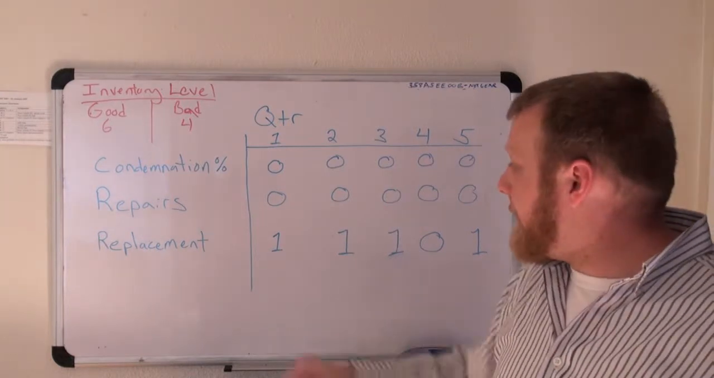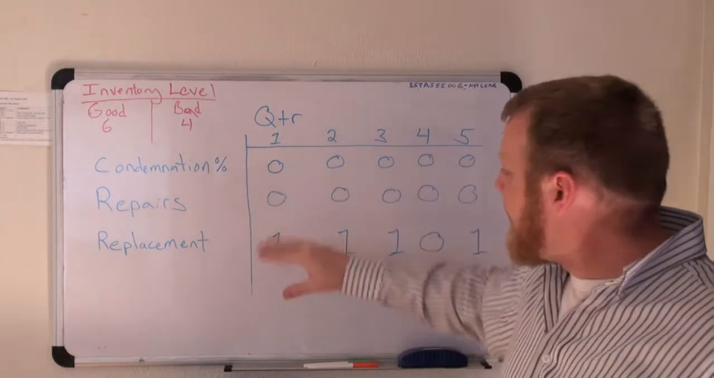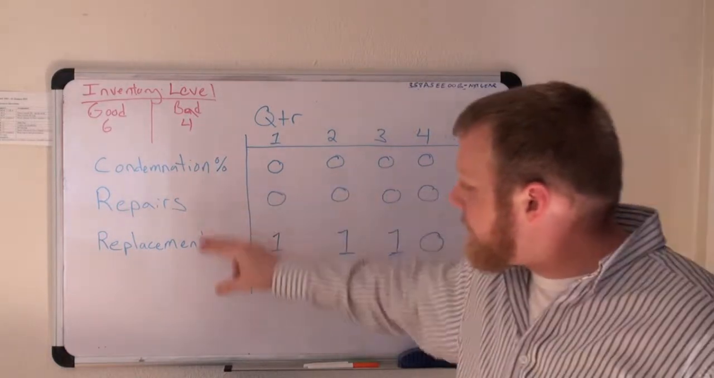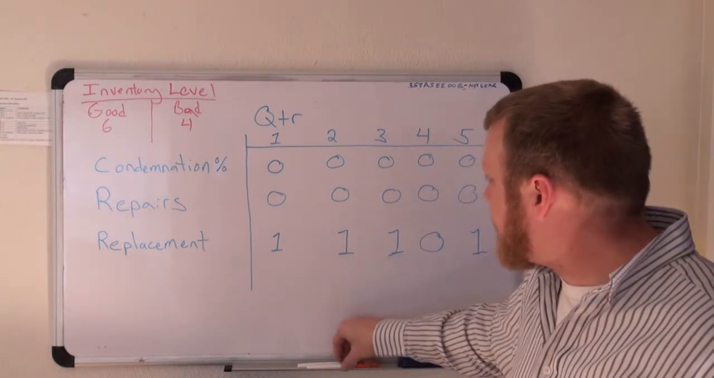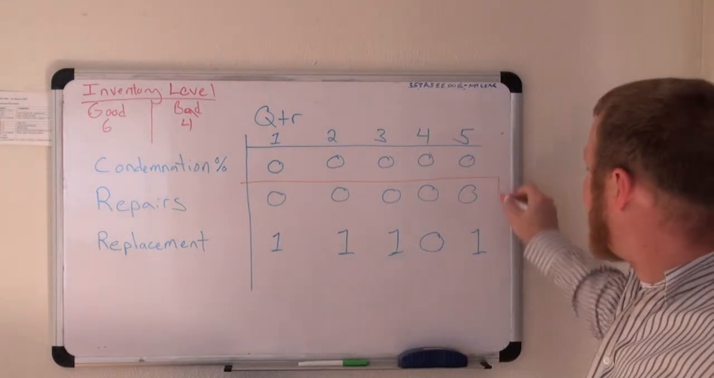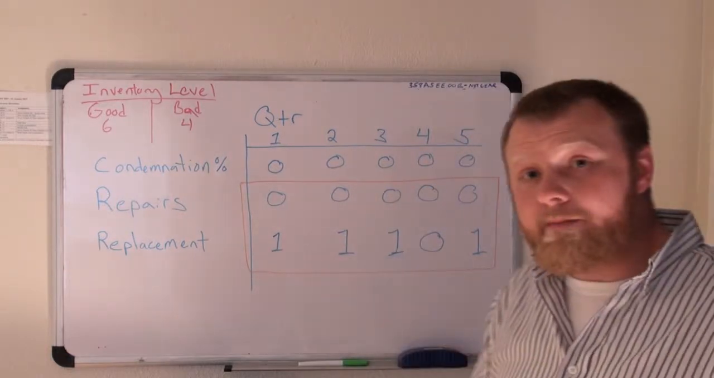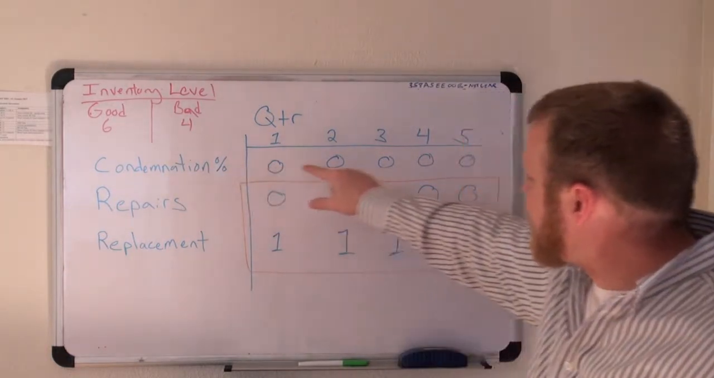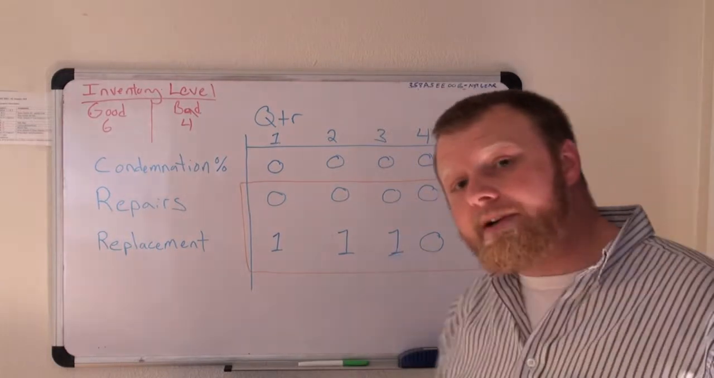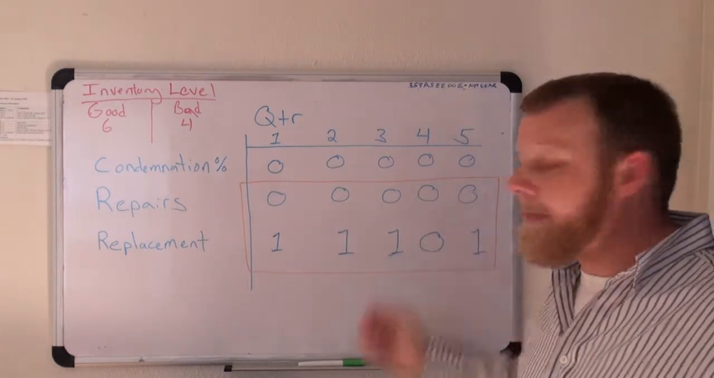Now, let's go on a little bit. This was the future for the condemnation percent. This data here, for the repairs and replacement percent, we'll put a little line across it so that we can distinguish future from past. This is the future condemnation rate that I predict as a demand forecaster. I'm forecasting 0% condemnation rate.